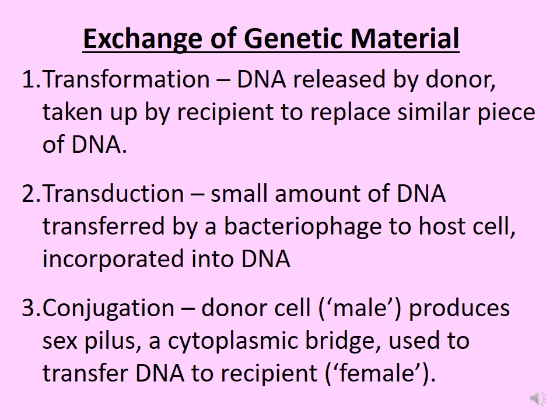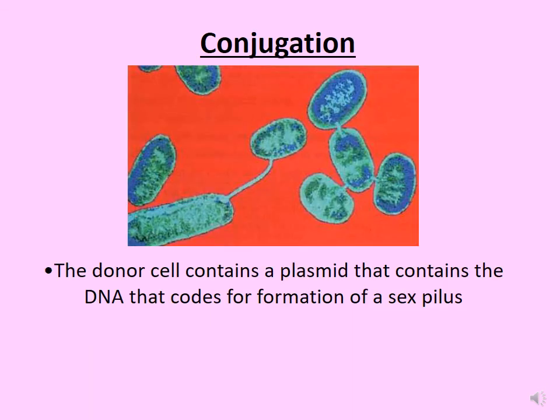Genetic material can be exchanged in three different ways. Transformation, where DNA is released by a donor, taken up by a recipient to replace similar pieces of DNA. It can be transduced, where a small amount of DNA is transferred by a bacteriophage, so it's a virus infecting. During conjugation, the donor cell contains a plasmid that contains the DNA that will code for a formation of a sex pilus, so that the information can be exchanged.